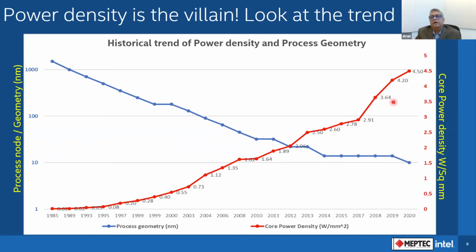It's not like the entire core will have that power density, but in the hot spots within 2 or 3 square millimeters, we can easily dissipate about 10 to 12 watts. It's very, very dangerous here. And the trend is not going down, right? It's only going up.